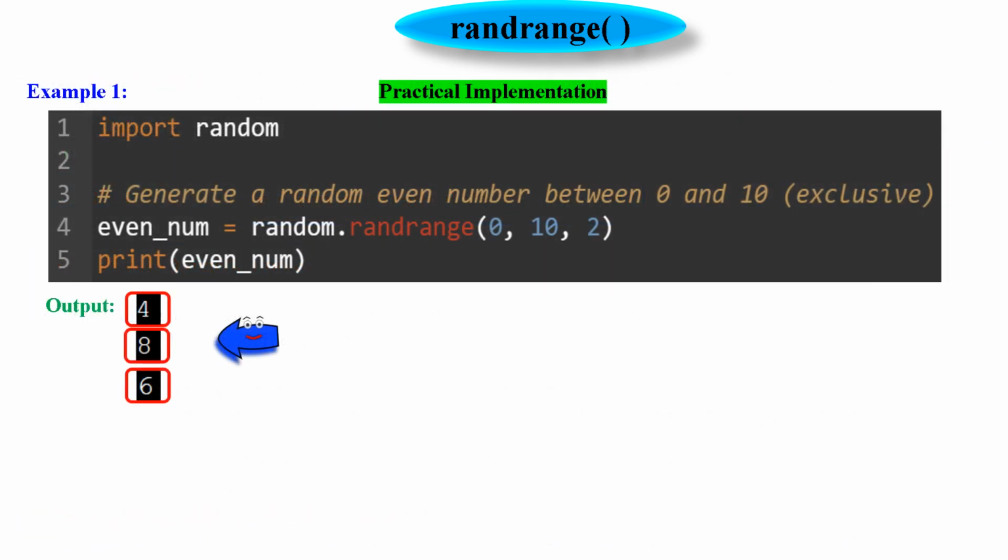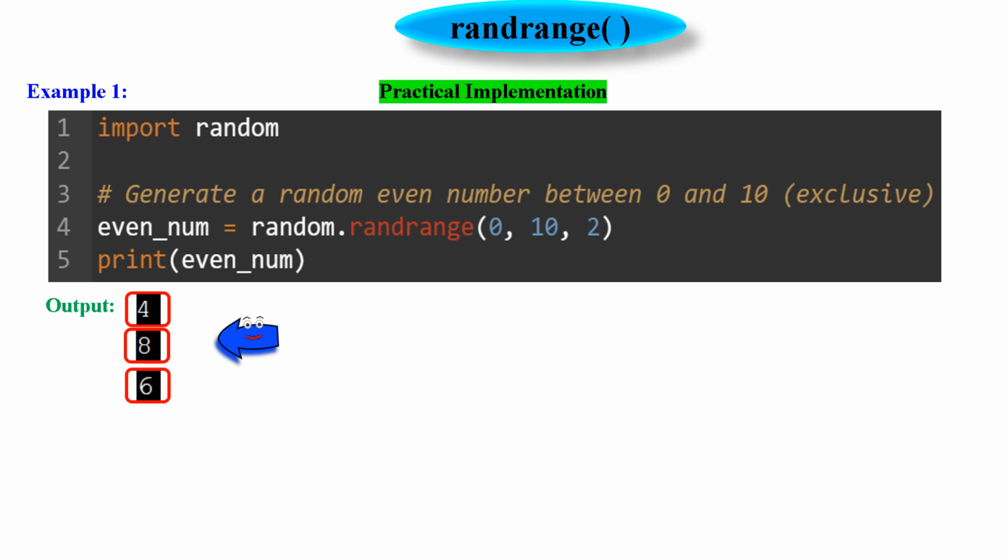Let's see an example. In line 1, import random is used to bring the random module into our code. By importing the random module, we gain access to various functions and capabilities that allow us to work with random numbers and randomness in our program. In line 4, we are using the randrange function from the random module. The randrange function generates a random number within a specified range.